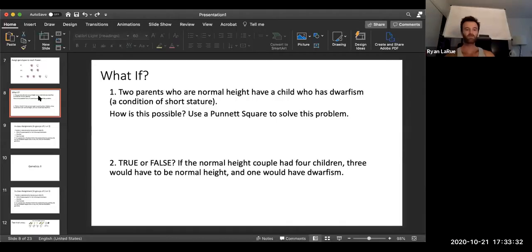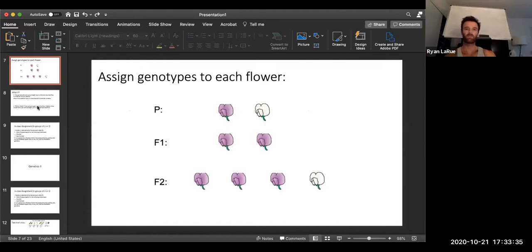with Punnett squares. And here's where we left off, right? We had this last time.